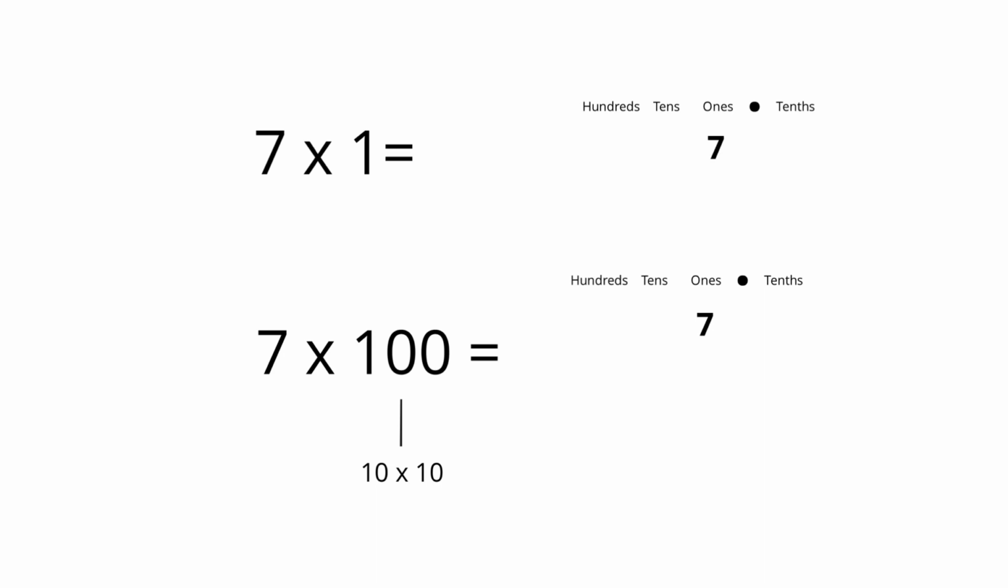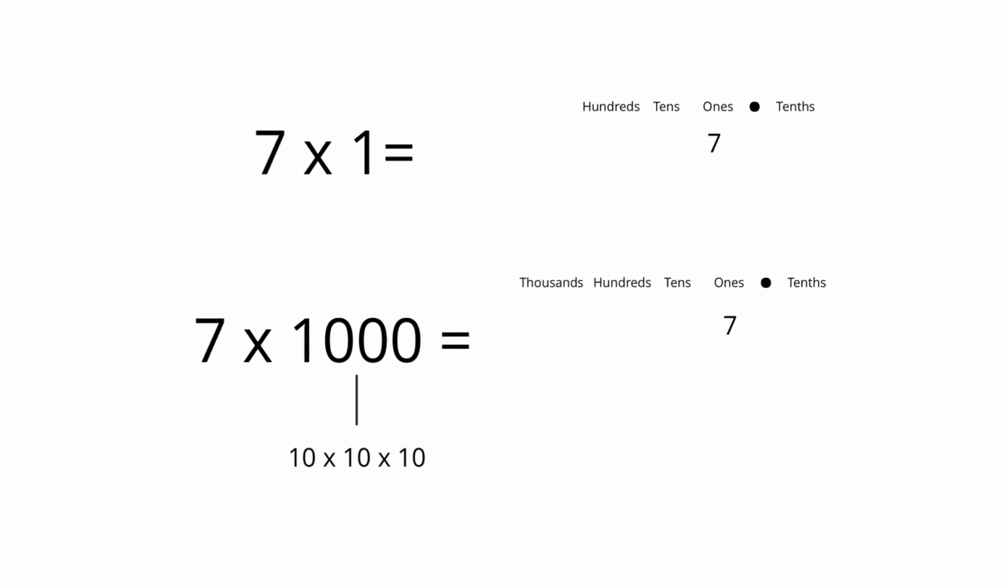So 10 times 10 means I'm going to move this 7 up 2 place values. That means that this 7 is going to move to the tens and now to the hundreds. After that, I'm going to put a 0 in my tens and a 0 in my ones, making 7 times 100, 700.